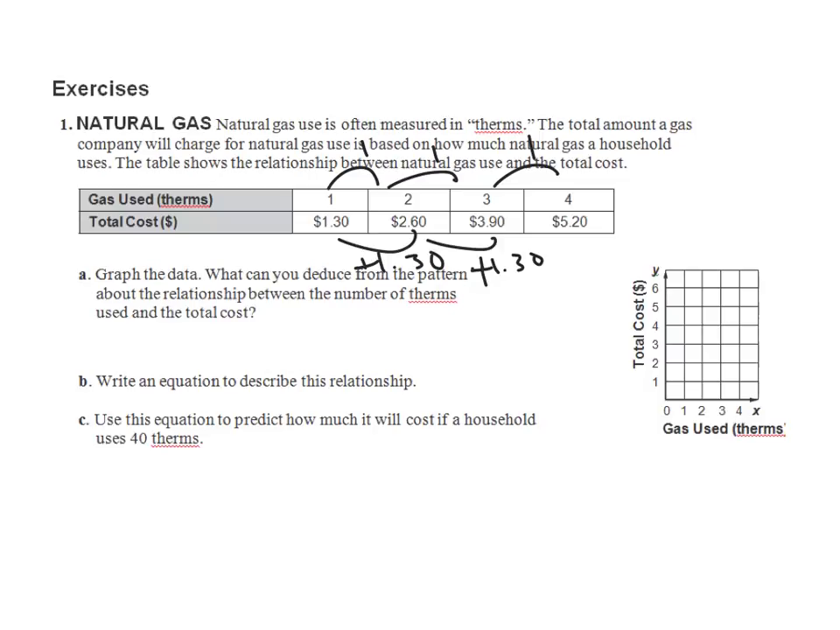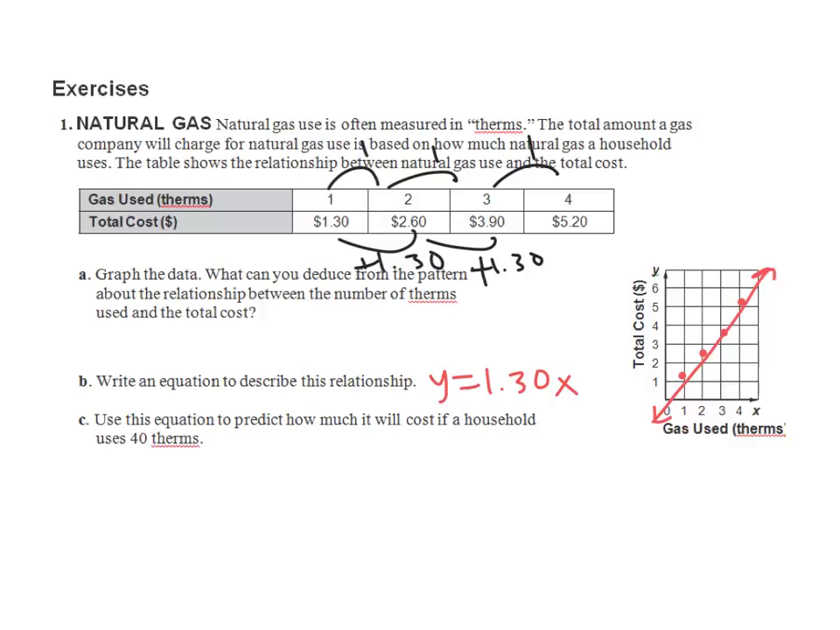So graph the data. What can you deduce from the pattern about the relationship between the number of therms used and the total cost? Well, I'm going to go ahead and graph this over at the right. For answering part A, we can confirm that this is a linear equation and it is proportional because it goes through the point 0, 0. So part B says write an equation to describe this relationship. I would write y equals 130 times x, where x is the therms used of gas.